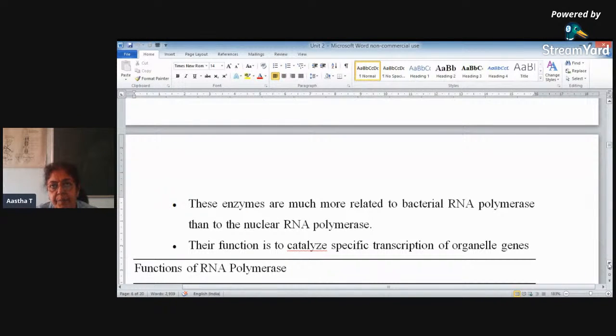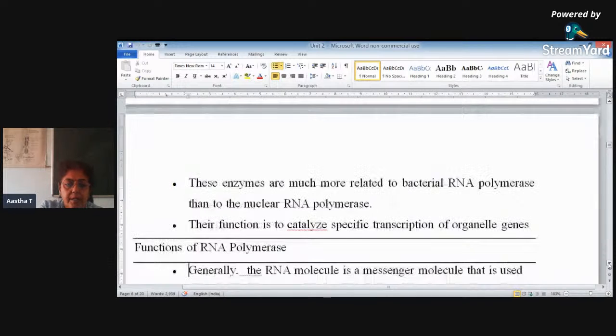4 आणि 5 हे प्लांट्समध्ये असतात पण न्यूक्लियसशी असोसिएटेड नाही आहेत. त्यांचं मेन असोसिएशन कशाशी आहे? They are related to chloroplasts and mitochondria. So wherever they are present, they may be involved in the transcription of genes in those particular organelles only.